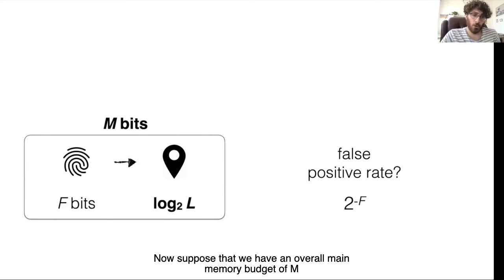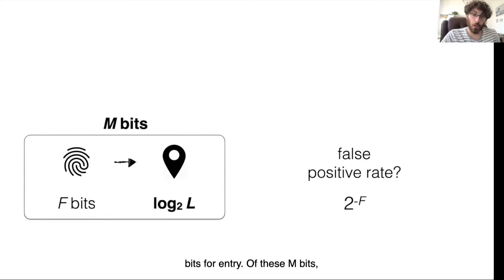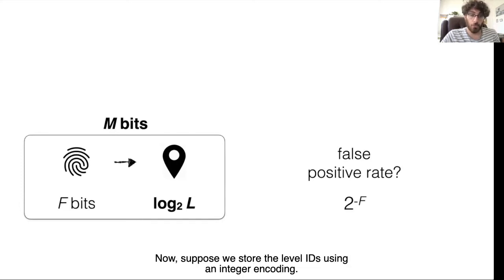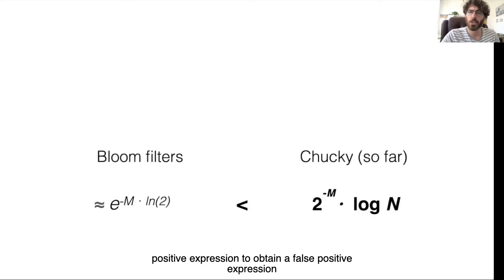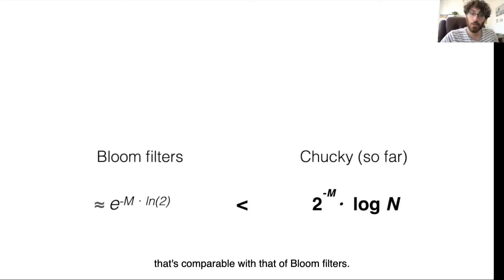Now suppose that we have an overall main memory budget of m bits per entry. Of these m bits, some of them have to be dedicated to store level IDs. Now suppose that we store the level IDs using an integer encoding. This implies that the size of each level ID occupies log base 2 of L bits, where L is the number of levels. This in turn implies that the number of fingerprint bits is the overall main memory budget minus the encoding size for the level IDs. We can now plug this fingerprint expression into our false positive expression to obtain a false positive expression that's comparable with that of Bloom filters.